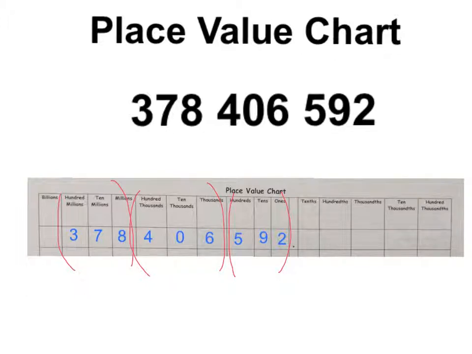Moving to the right on the place value chart, I'm getting 10 times smaller each time. So moving from the thousands to the hundreds, I'm getting 10 times smaller, hundreds to tens, 10 times smaller, tens to ones, 10 times smaller. This continues the whole way moving to the right on the place value chart.